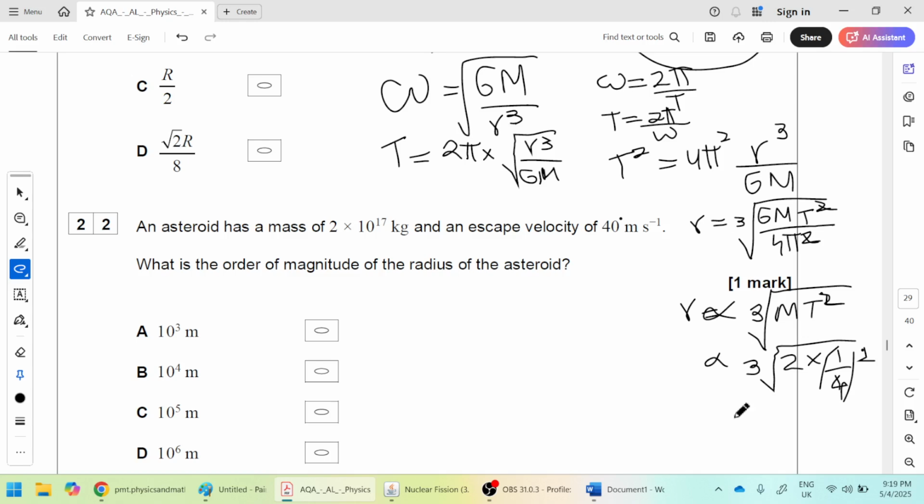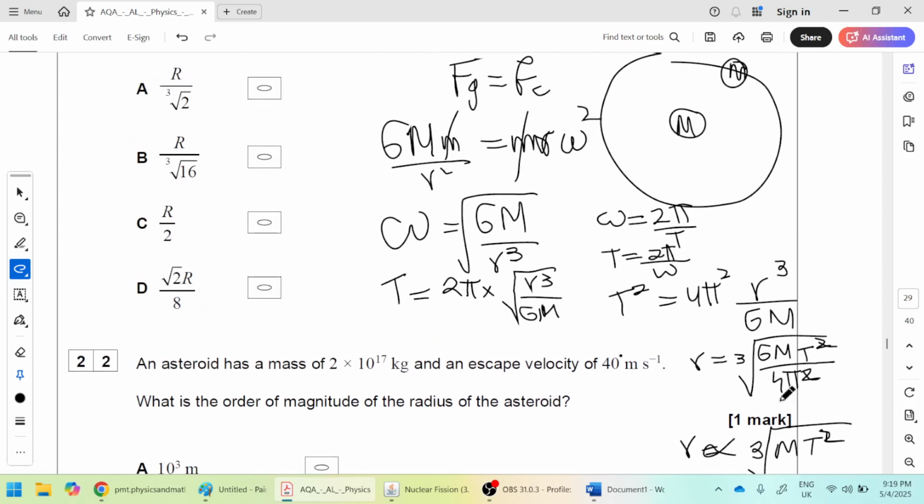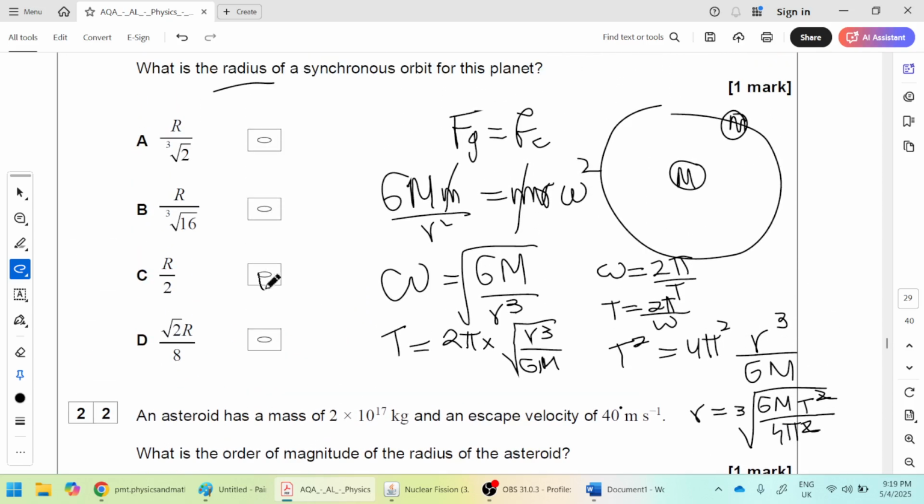Okay. So what do we end up with? Cube root of 2 over 16. 1 over 8. That is half. So r over 2.